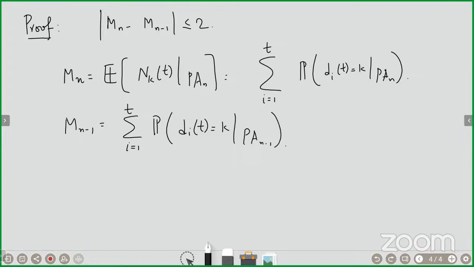So what's the difficult object here? If I want to compare M_n and M_{n-1}, what do you think is my basic difficulty? Currently, they are not comparable. You see, the conditioning is over different graphs, F_n and F_{n-1}. So the question is, can I find a commonality in the conditioning? Then I can compare these two things.